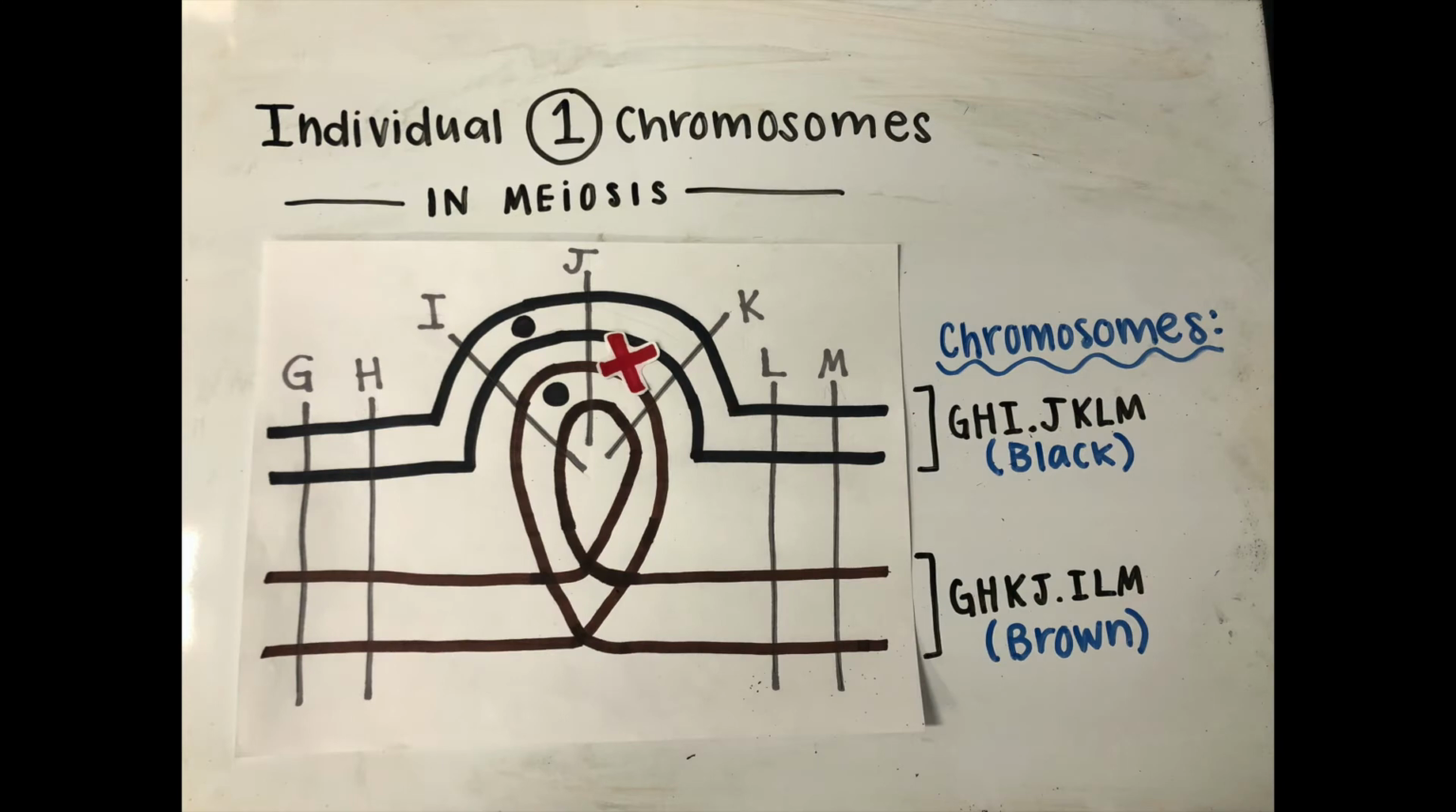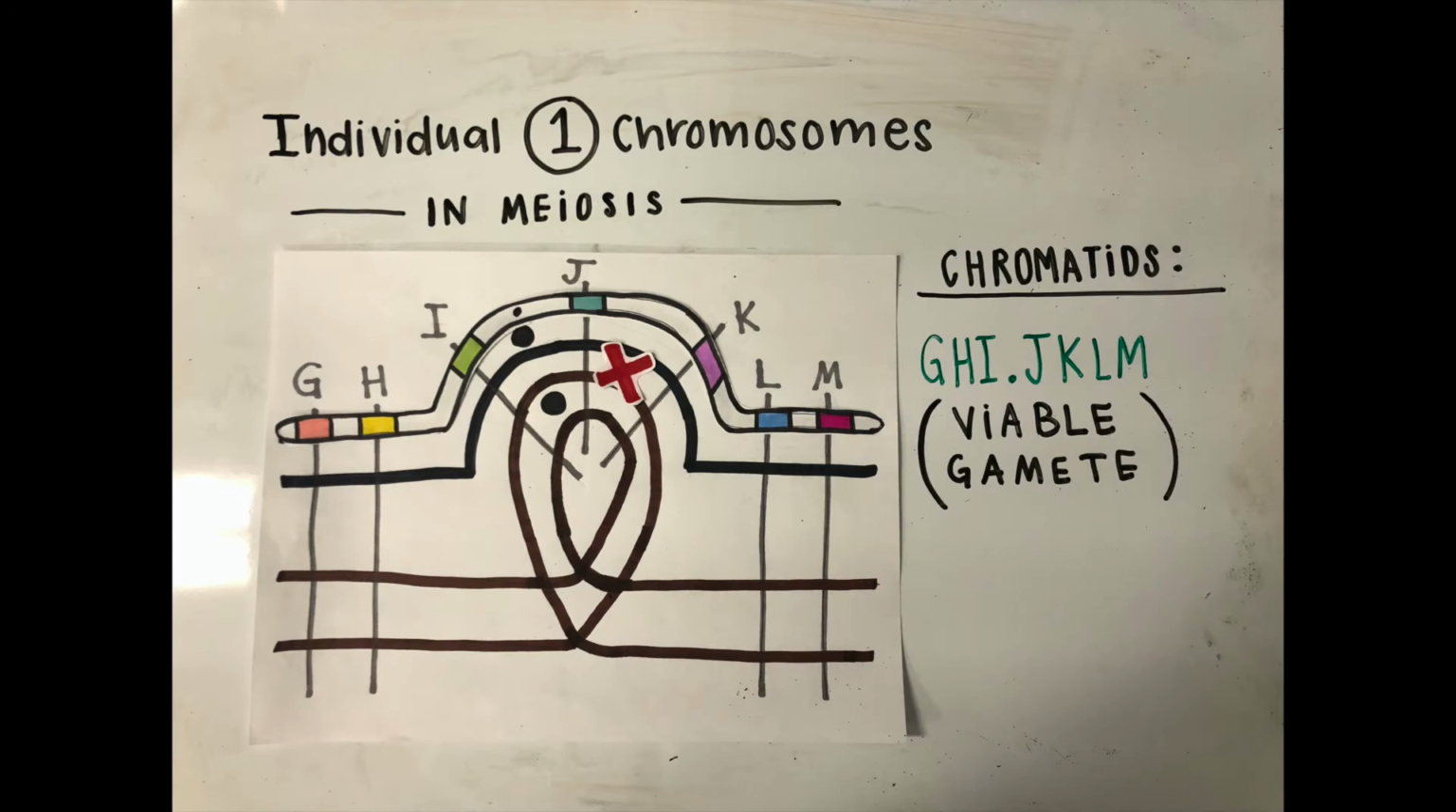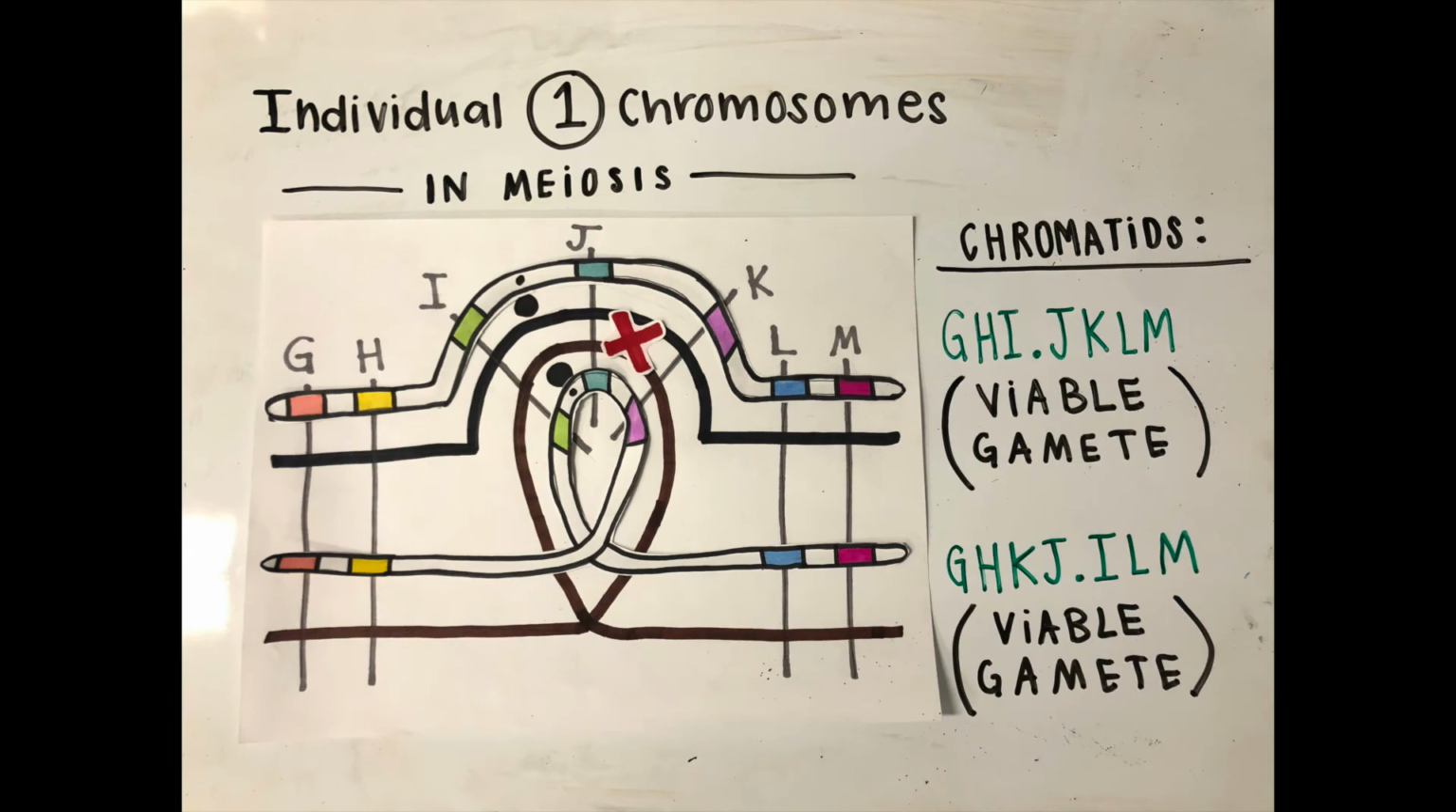For both individuals, we will have a crossover between J and K. We will look at what chromatids are created from this event and discuss whether or not it would produce a viable gamete. This chromatid formed will produce a viable gamete. The chromatid formed here will also produce a viable gamete. Both of these gametes are not missing any genetic material, nor do they carry extra copies of genetic material.